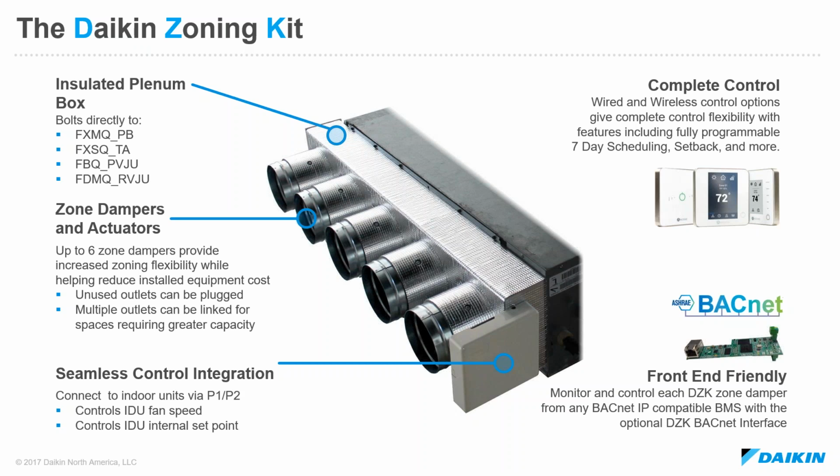So the DZK consists of that insulated plenum box, and then what's connected from the factory are zone dampers, each with an individual actuator. So just depending on the capacity size of the DZK and the particular indoor unit that we're connecting to, we have the ability to use up to 6 different zone dampers to provide independent heating, cooling set points to each of those individual zones.